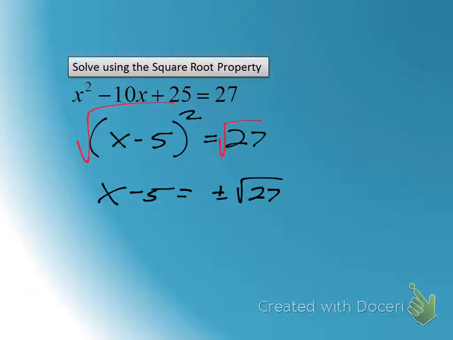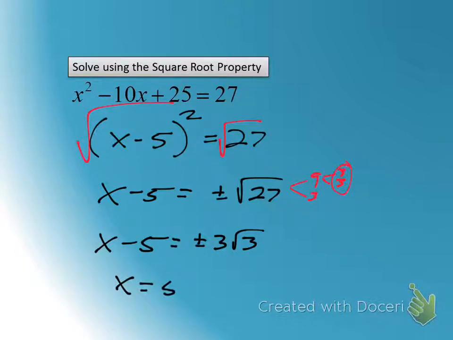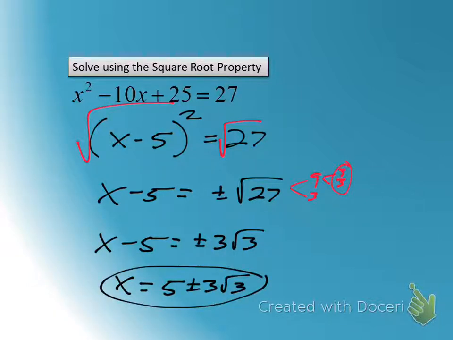What should you do with 27 there? Factor tree it. 9 and 3, and 9 goes 3 and 3. I'm going to actually show all the steps. x minus 5 equals plus or minus 3 rad 3. And then you add 5 over. So x equals 5 plus or minus 3 rad 3. And that's good enough for me. Anybody know what that's called? I mean the answer as a whole, not just the one part or the other part.